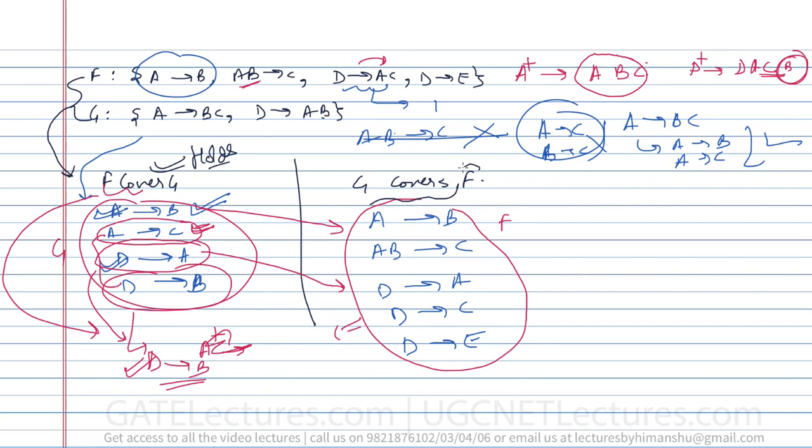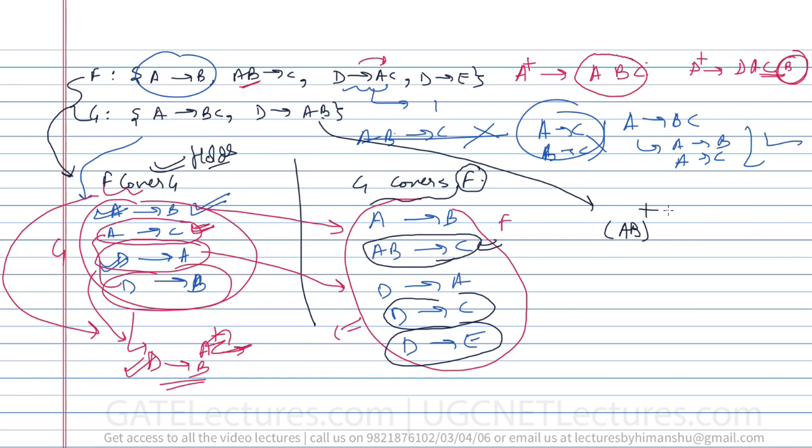Now let us see if G covers F holds or not. That means, can you identify something in F which is not present in G? So take these examples. We have AB, which is not present in G directly. So if you take AB closure in G, let us see if we can get C or not. With the help of A, B, we can identify C, right? So C is already present, so this is also covered.